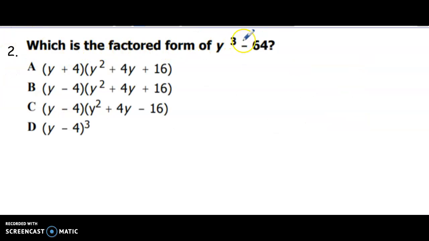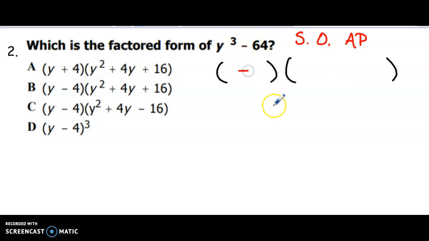For this one, I want my factored form. It's a binomial, so hopefully you identified that it's a perfect cube. And remember, same, opposite, always positive, so that we know what our signs are going to be in our parentheses. My first one is going to be a binomial, so it has the same sign as the original problem. My second parentheses is a trinomial, so I'm going to do the opposite sign, and then the second one in here is always positive.